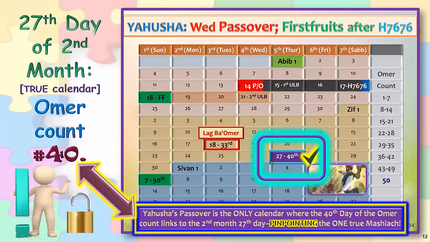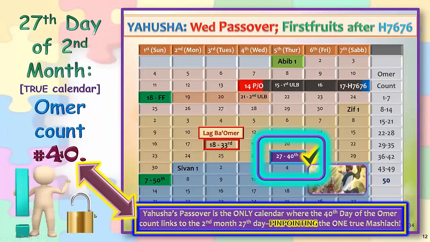This date right here, the 27th of the second month, lands us on the 40th day that Yahusha was on this earth. That's the 40th day of the Omer count. And what happened on that 40th day? Something to think about. I would like to show you this lock over here.